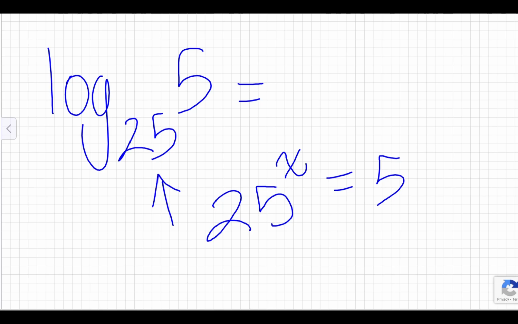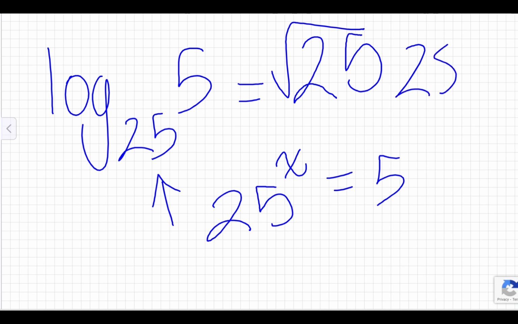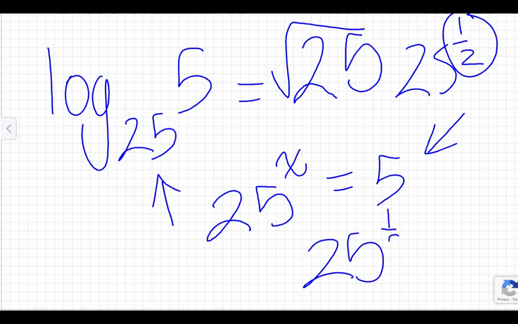Basically, we can just do the square root of 25, or 25 to the power of 1/2, to get 5. So the exponent that 25 is being raised to in order to turn into 5 would just be 1 over 2, or 1/2. So 25 to the power of 1/2 will just equal 5.